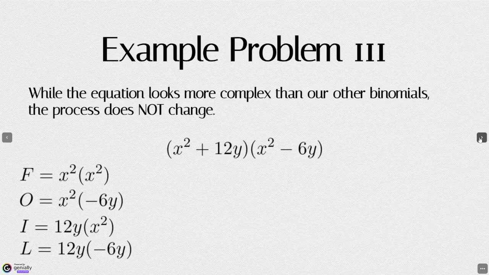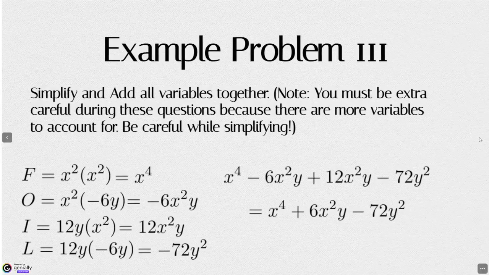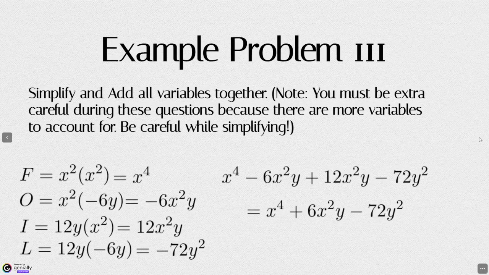For our F, we multiply x squared and x squared together. For our O, we multiply x squared and negative 6y together. For our I, we multiply 12y and x squared together. And for our L, we multiply 12y and negative 6y together. We will find that F is equal to x to the fourth power, O is equal to negative 6x squared y, I is equal to 12x squared y, and L is negative 72y squared.